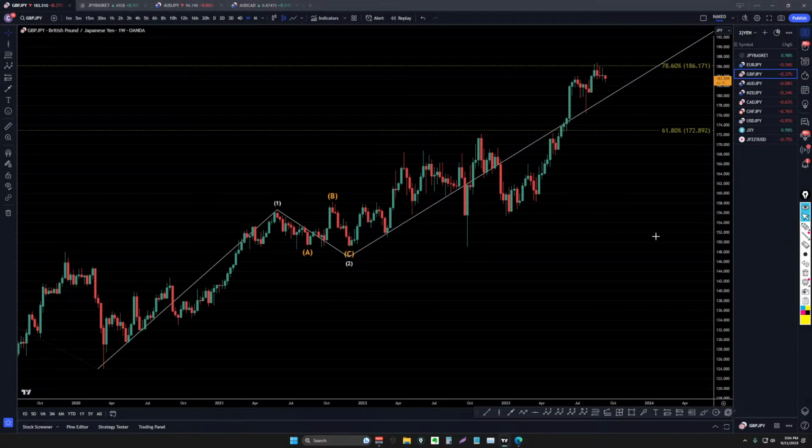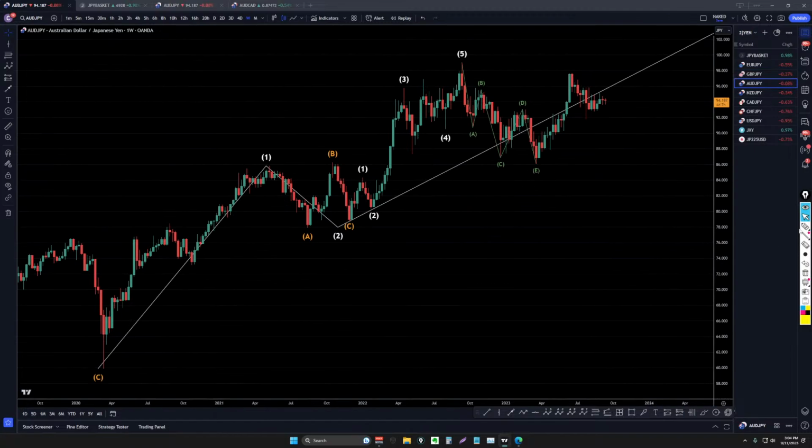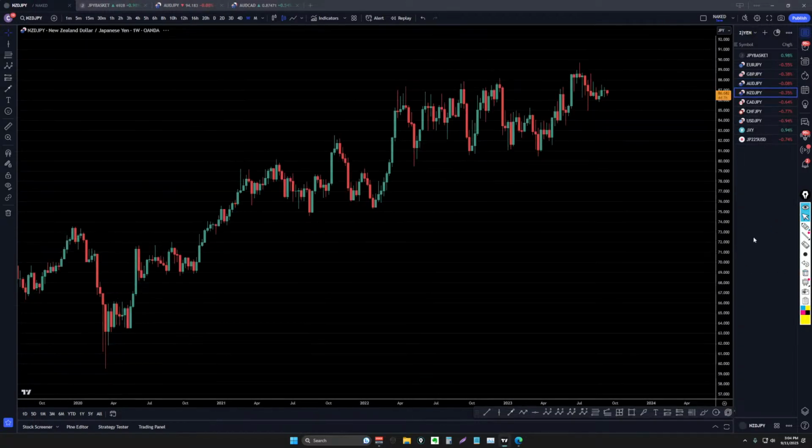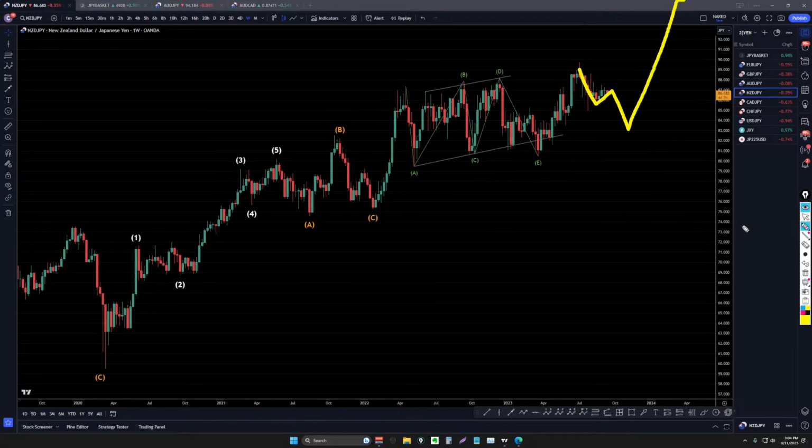So we're going to have to see how this turns out. Now the Aussie and the Kiwi, those are a different story. I mean, maybe this is an ABC too, and then it goes up. That would actually fit pretty well. A, B, C, and then back up.